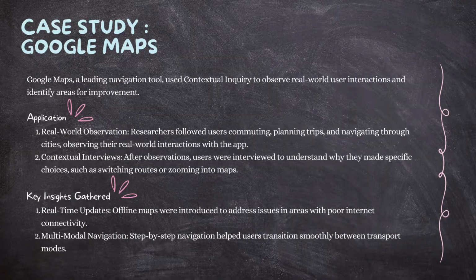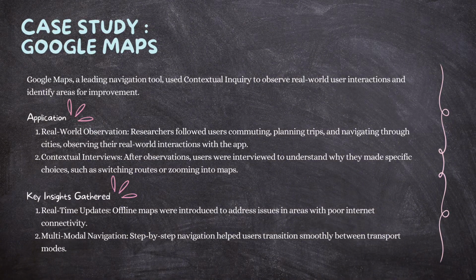After the observation, researchers conducted interviews to understand why users made specific choices. For example, they asked why someone chose to zoom into a certain area or switch routes. This provides insight into user intent and behavior. And what key insights gathered? First is offline maps and multimodal navigation.